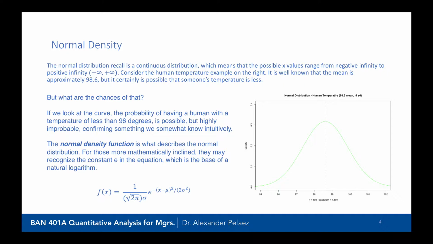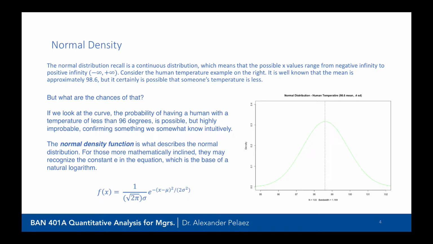In the normal density function, it's a continuous distribution, which means that the possible x values range from negative infinity to positive infinity. And that's what we have on the bottom curve. Consider the human temperature example on the right. It's well known that the mean is approximately 98.6, but it is certainly possible that someone's temperature is significantly less. But what are the chances of that? They get very, very remote. If we look at the curve, the probability of having a human with a temperature of less than 96 degrees is possible, but highly improbable, confirming something we somewhat already know.